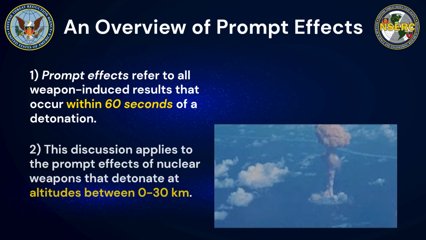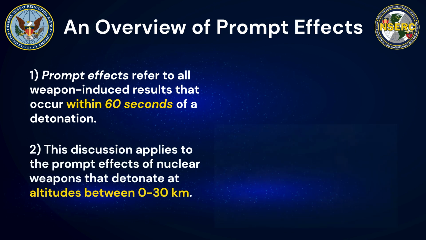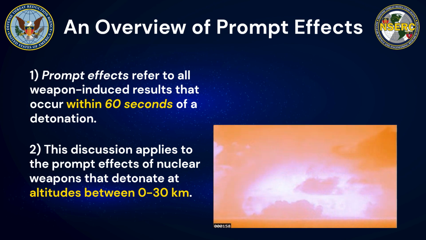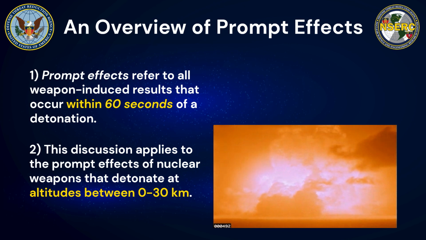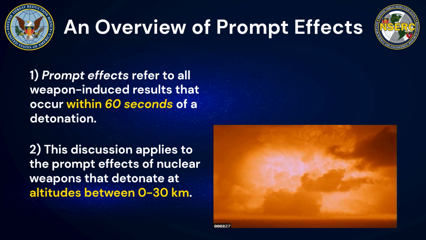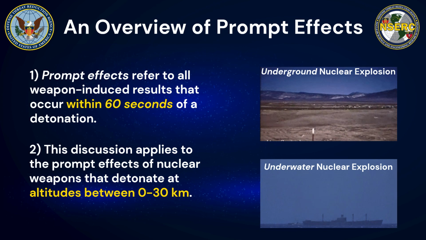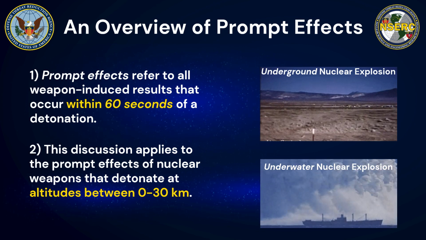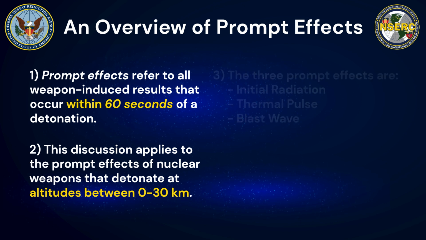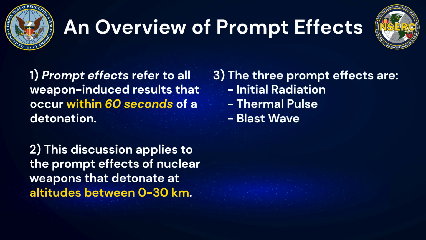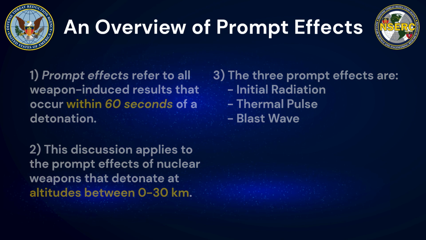Second, this discussion focuses on the results of nuclear weapon explosions that occur at or relatively close to the surface of the Earth, so from altitudes of sea level up to around 30 kilometers or 100,000 feet. This is an important distinction because both prompt and residual nuclear weapon effects change significantly at increasingly higher altitudes, just as they do when nuclear explosions occur beneath the Earth's land and sea surfaces. Lastly, the three specific prompt nuclear weapon effects we will now briefly describe are the initial radiation, thermal pulse, and blast wave, which occur in the same order they are listed here.